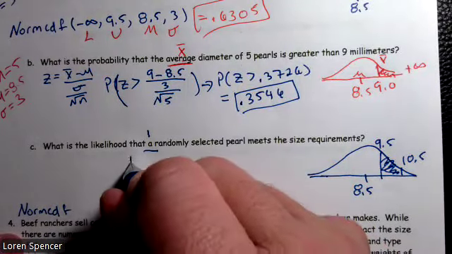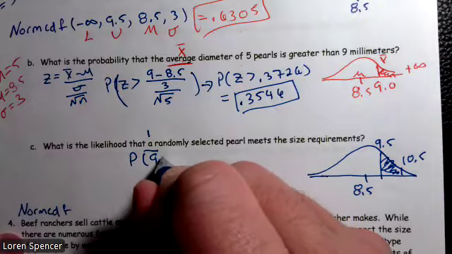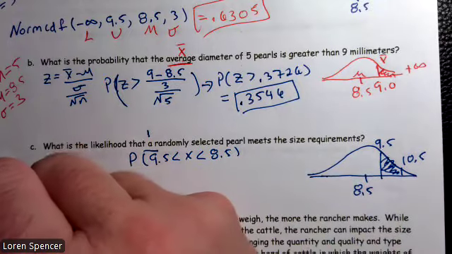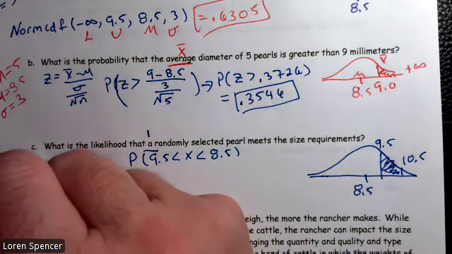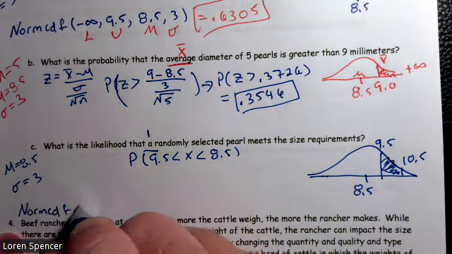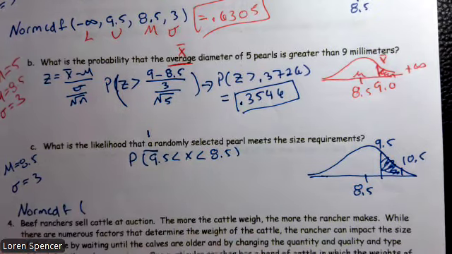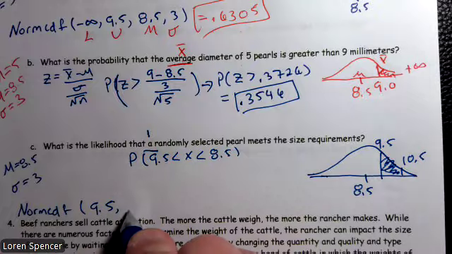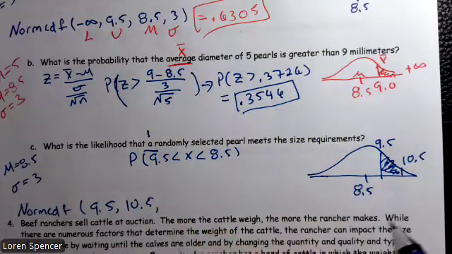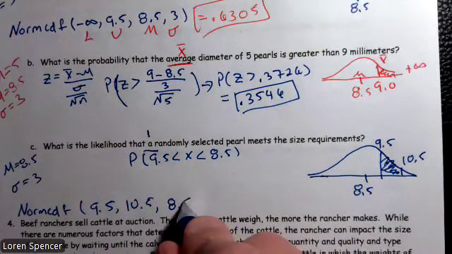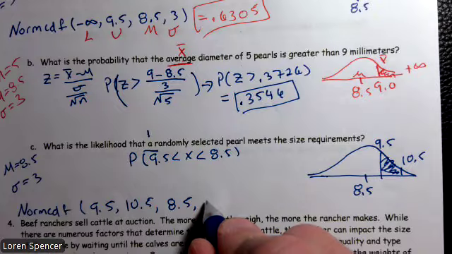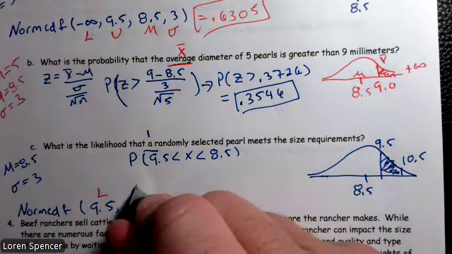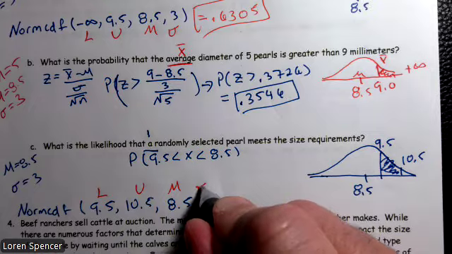So my probability statement is the probability that 9.5 is less than X is less than 10.5. And remember, our mean is 8.5 and our standard deviation is 3. So this is going to be a normal CDF. Our lower bound, the lower part of our shading, is 9.5. Our upper part of our shading is 10.5. We have a mean of 8.5 and a standard deviation of 3. So this is my LUMO: lower, upper, mean, standard deviation.